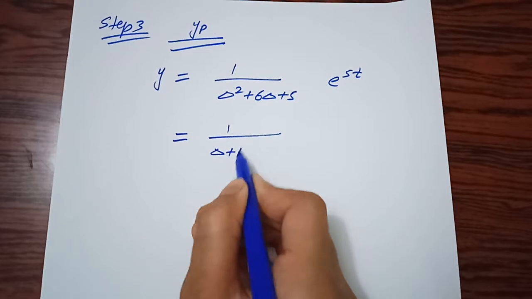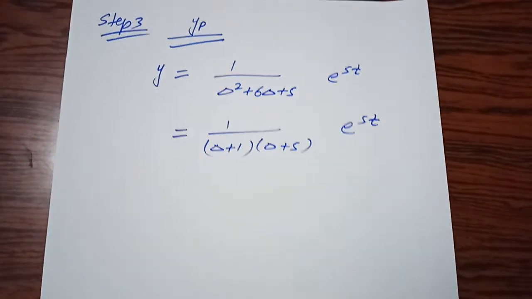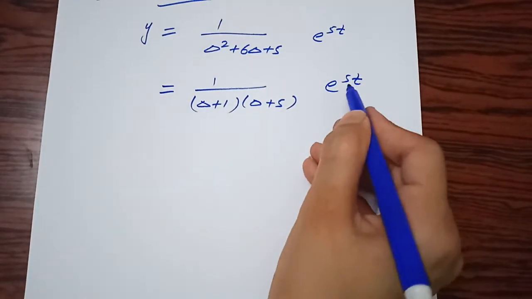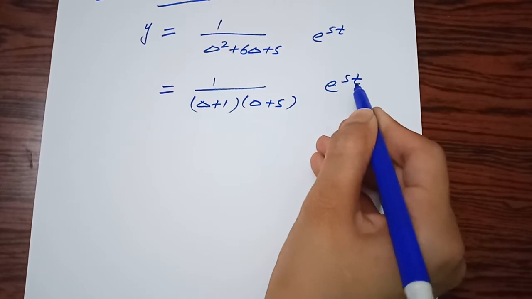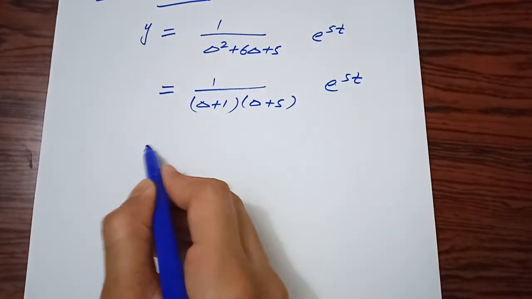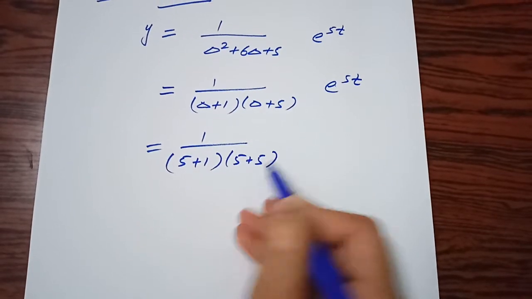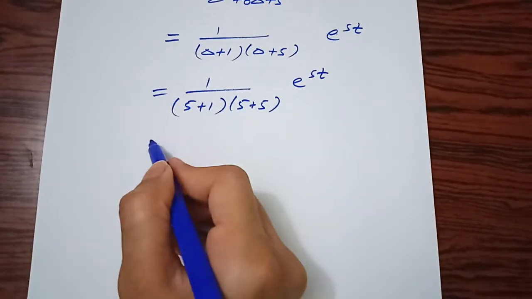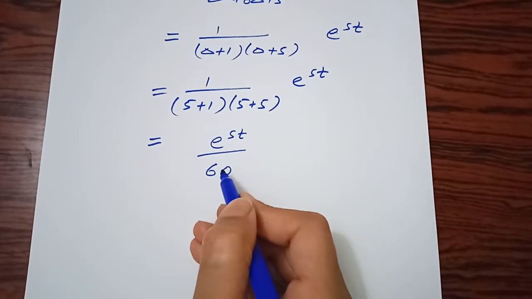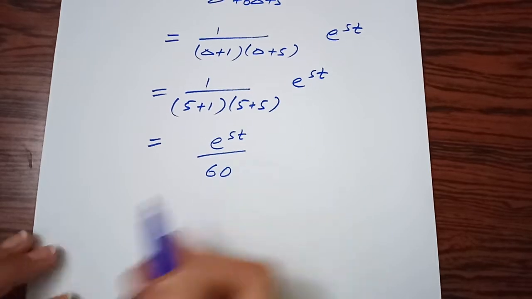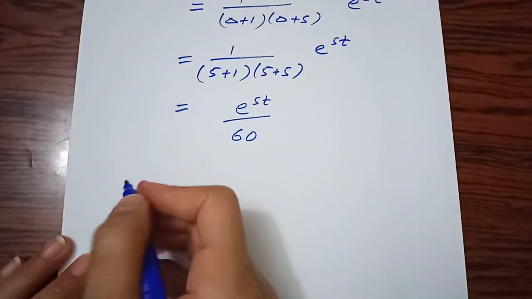1 over (D plus 1)(D plus 5), e raised to power 5t. Now you know that if you have an exponential here, the coefficient of t will be replaced with D. So 1 over (5 plus 1)(5 plus 5), e raised to power 5t. This will be simplified as e raised to power 5t over 60. So we got our complementary and we got our particular solution. So let's add them both to get the general solution.